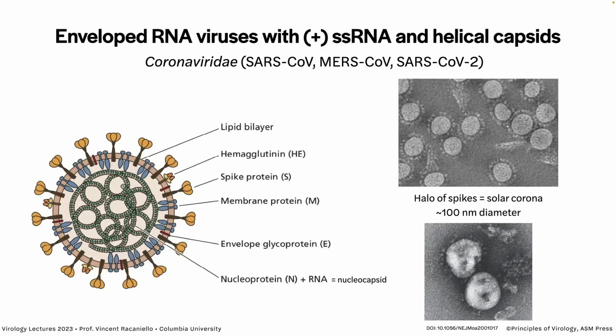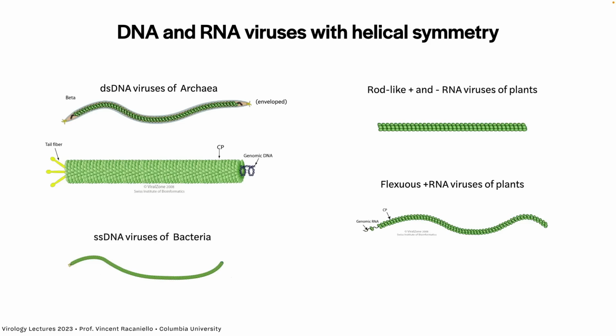And here on the bottom, one of the first electron micrographs of SARS-CoV-2 taken, very clear that it had a similar morphology, and so likely a coronavirus, confirmed by sequencing of the genome, of course. There are also DNA viruses with helical symmetry. It's not just RNA viruses. We have double-stranded DNA viruses of archaea. We have single-stranded DNA viruses of bacteria. We also have both rod-like and flexible or flexuous RNA viruses of plants.